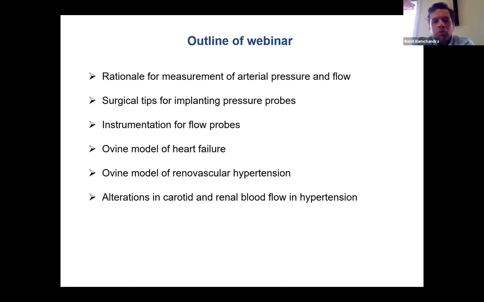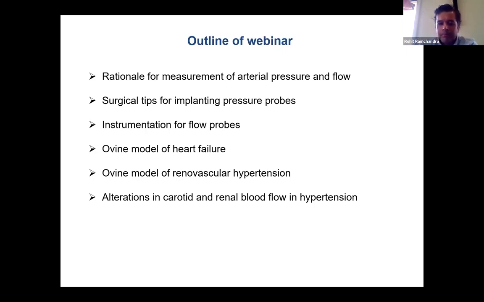I'll then go on to talk about a model of heart failure and how one of the tools, which is arterial pressure, was used to try and get some data, and then move on to an ovine model of renovascular hypertension, and highlight how the use of the Transonic flow probes really helped answer some important research questions.